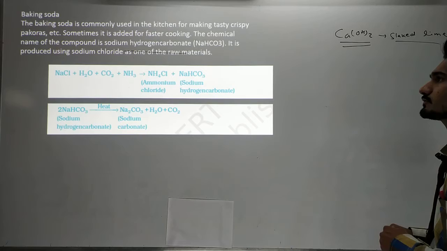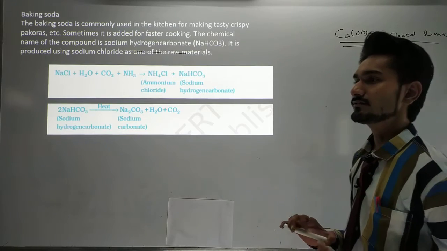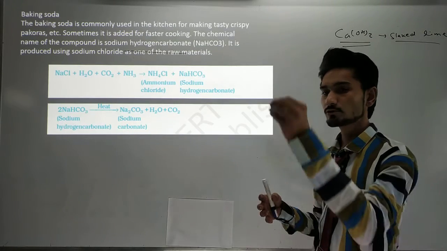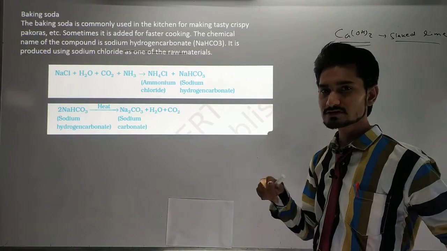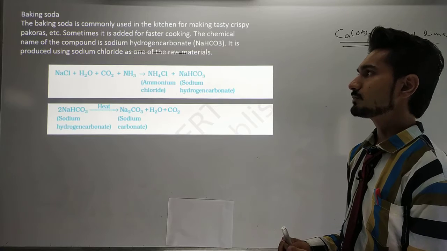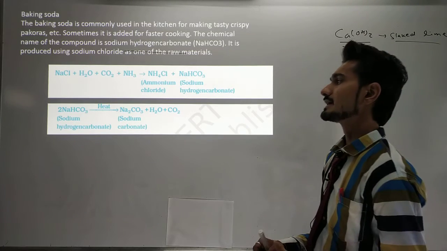Sometimes it is added for faster cooking. If we want to make cooking faster, then we put baking soda into it. It will just speed up the process. The chemical name of the compound is sodium hydrogen carbonate.